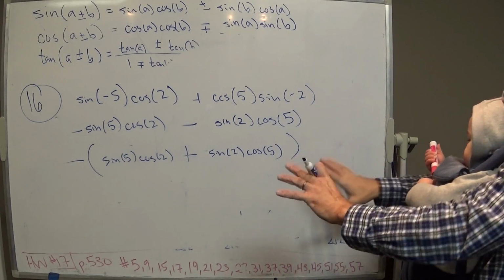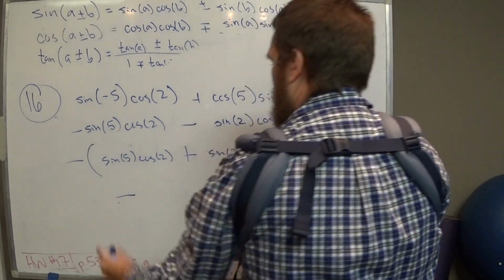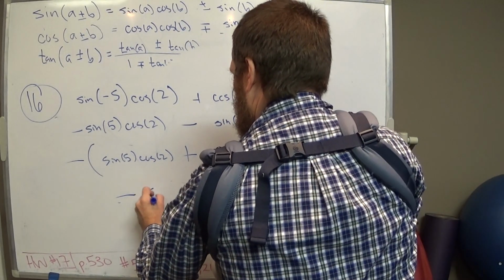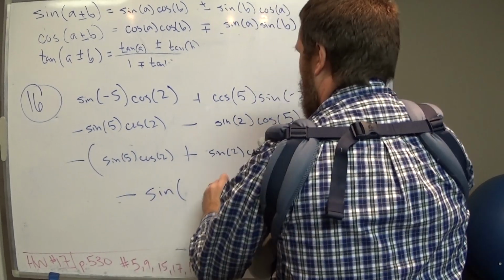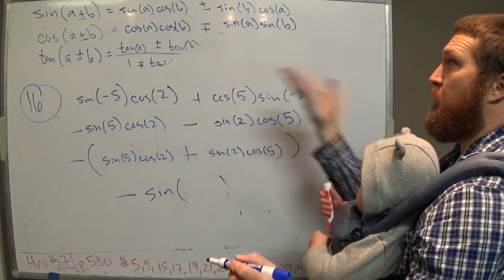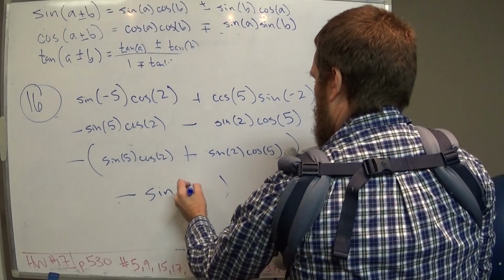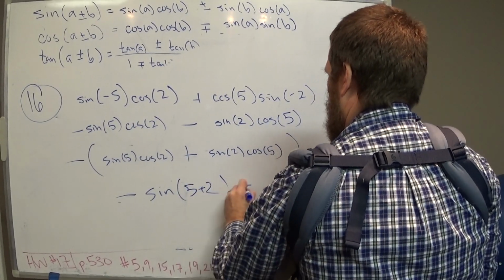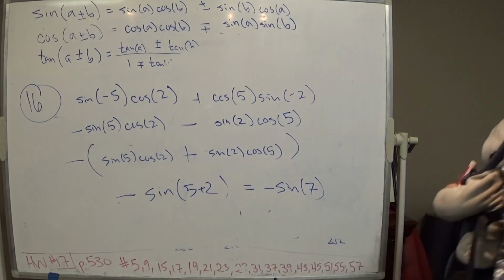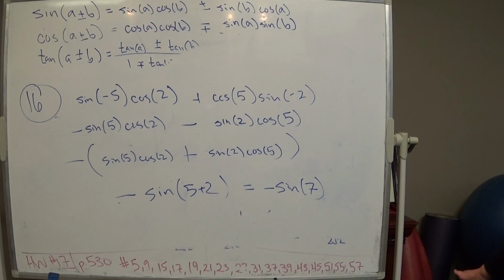this reduces to what? It's negative something. Sine of 5. No, sine of 7. Well, yeah, but let's do the step. It should be sine of 5 and 2. Is it plus or minus? Plus. Plus 5 plus 2, which is the same thing as negative sine 7, and that's it. That's what they're looking for there.